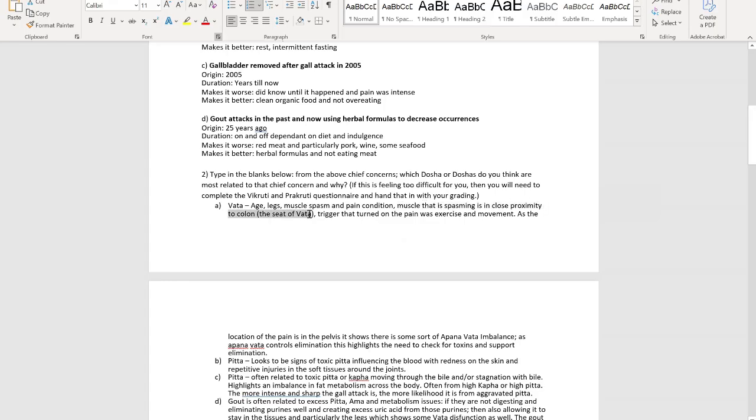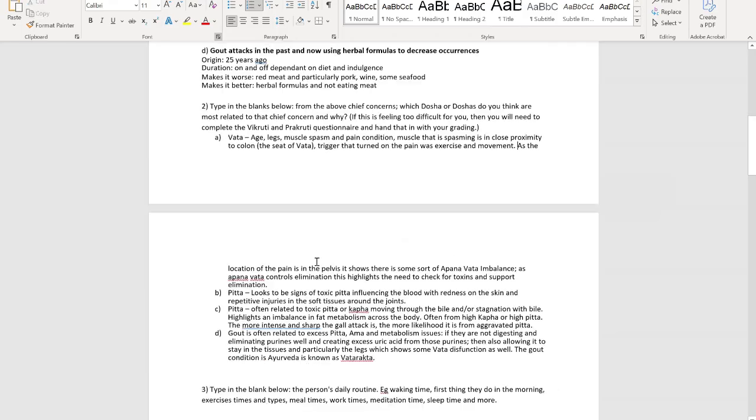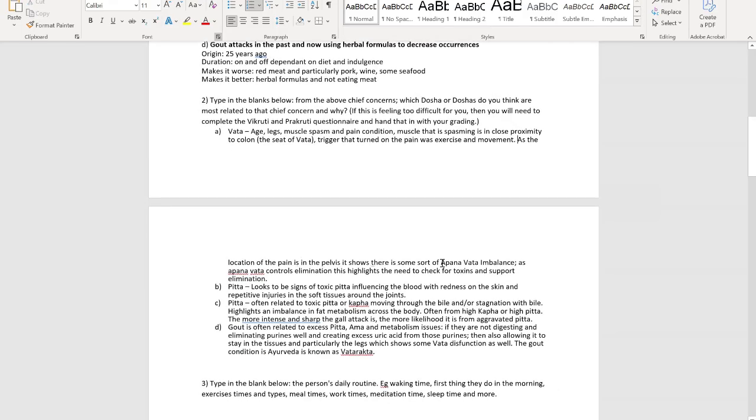Here, the muscle that's spasming is iliopsoas, and the colon is the seat of vata. So if there are imbalances with vata, they'll likely influence muscles, organs, and systems closest to the colon first. The trigger that turned the pain was exercise and movement, again worse for movement, showing a vata sign again. As the location of the pain is in the pelvis, it shows there is some form of apana vata imbalance.